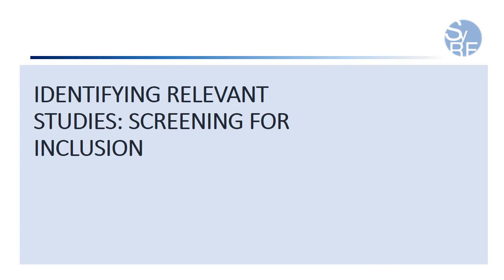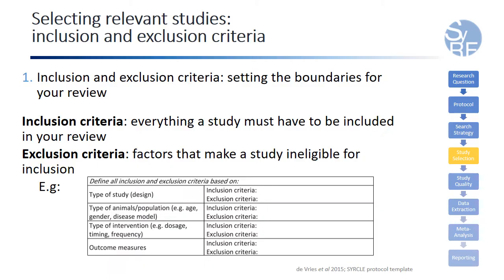The next step in the review process is to identify relevant studies, also known as screening for inclusion. Your search may produce a large number of potentially relevant articles, and these need to be assessed for relevance against the pre-specified criteria set out in your protocol. The inclusion and exclusion criteria to be used during screening should be predefined in your protocol and usually set before the search strategy is developed.